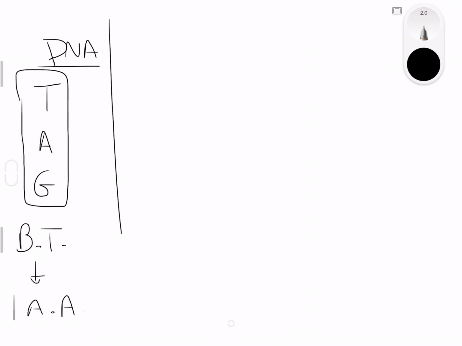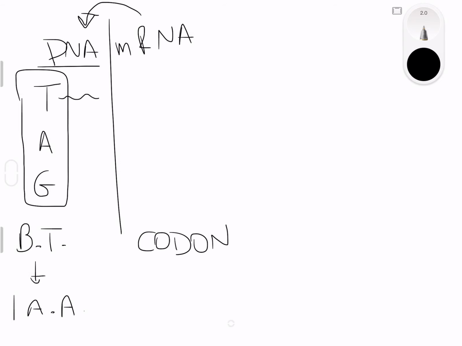So our messenger RNA has its own base triplet, but instead it's called a codon. The messenger RNA is going to go into the nucleus, where we find the DNA, all of these genetic instructions, and it's going to write its corresponding, or complementary, nucleotide.